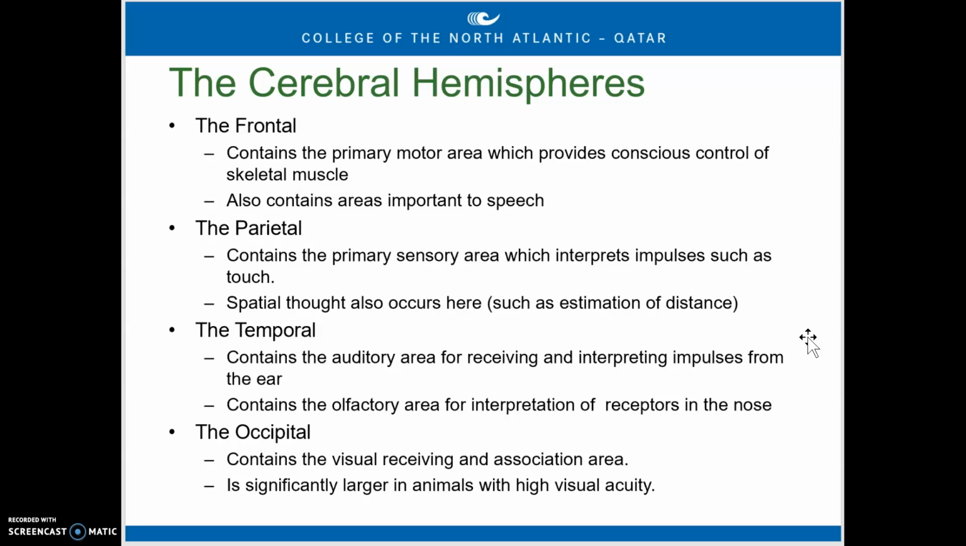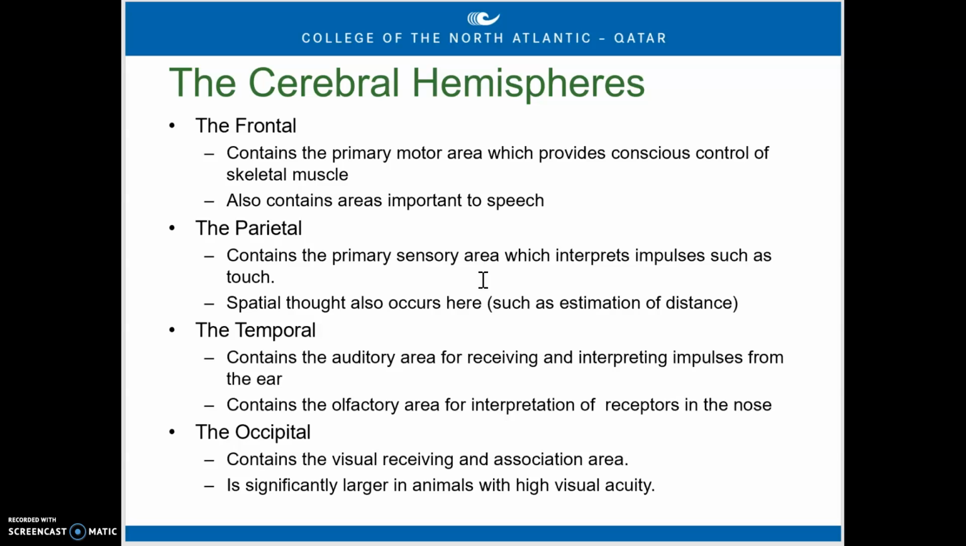If we look at the parietal lobes, these are going to be where the majority of our sensory areas are interpreted. Okay, so touch, we're also going to see stuff there about spatial thought. So it gives us an idea of the estimation of distance, and some people are definitely better at doing that than others.